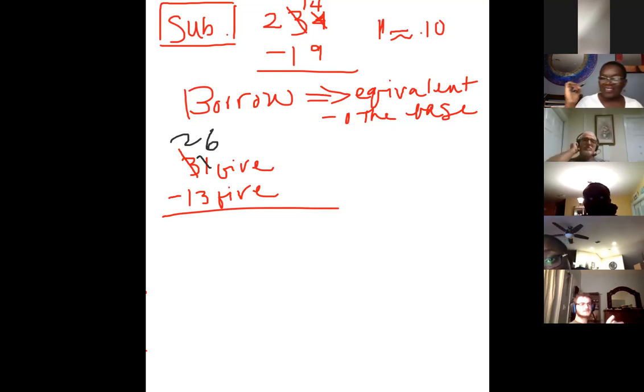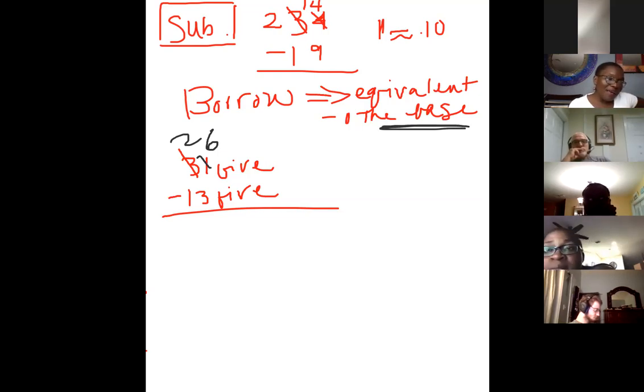It becomes 6, because we're using the base. It's equal to the base. So that one that you borrowed is actually equal to 5, and you take the 5 added to 1. That's how you get your 6. So now you carry out your subtraction. 6 take away 3 gives you 3. 2 take away 1 leaves you with 1. So there's your answer.